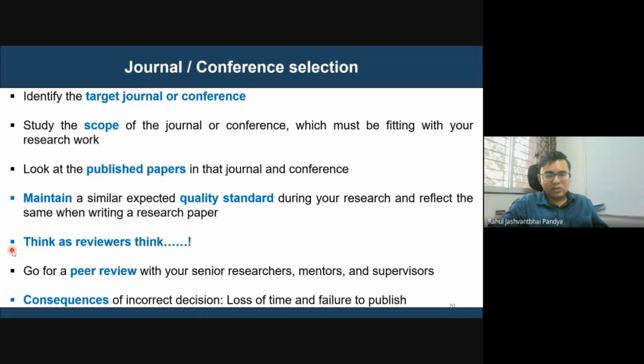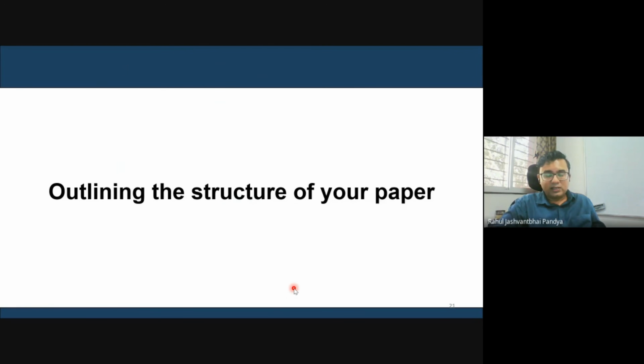And the consequences of incorrect decisions. So let's say if we don't follow the correct path, then it is going to result in a loss of time, or maybe a failure to publish, right? So it's better to plan well to avoid consequences such as loss of time and failure to publish. So that's why this is very important.